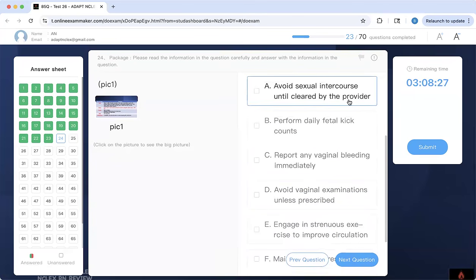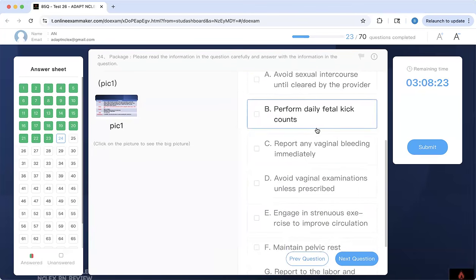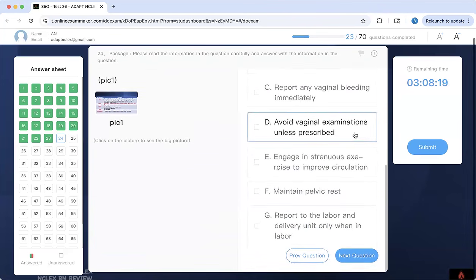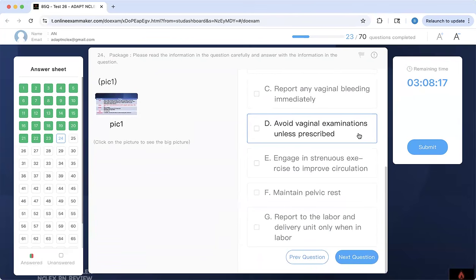Avoid sexual intercourse until cleared by the provider. Perform daily fetal kick count. Report any vaginal bleeding immediately. Avoid vaginal examination unless prescribed. Engage in strenuous exercise to improve circulation. Maintain pelvic rest. Report to the labor and delivery unit only when in labor.